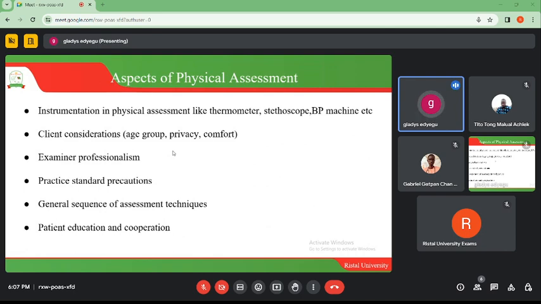So when you look at this slide, it's telling us about the aspects of physical examination. So we want to look at what these aspects are when you're doing physical examination in relation to health assessment. One of them is instrumentation, the physical assessment, like thermometer, and you mentioned them, Tito. I believe you listed most of these instruments, the ones that we use. We need a thermometer, we need a stethoscope, we need a BP machine, and so on.